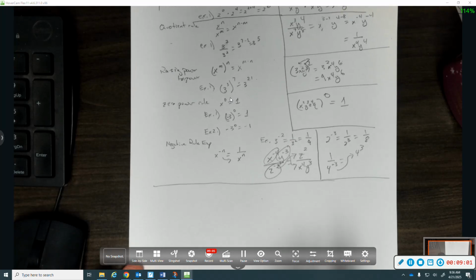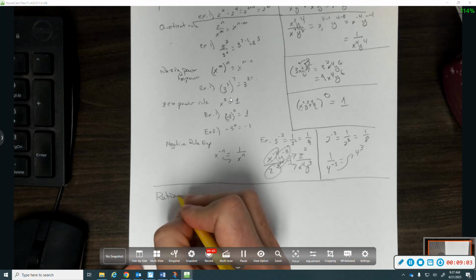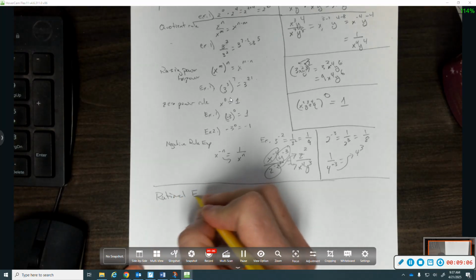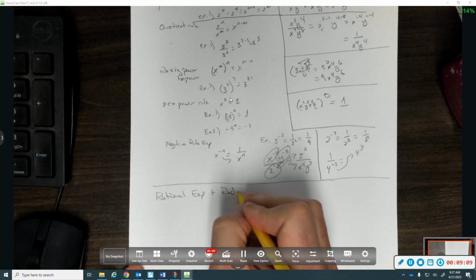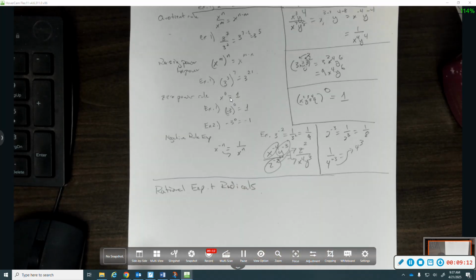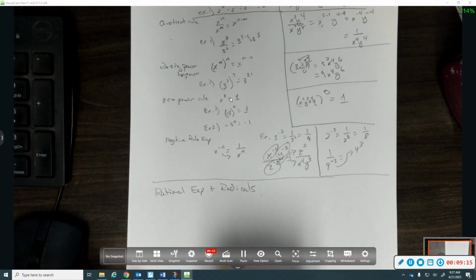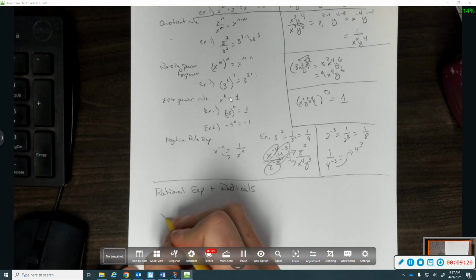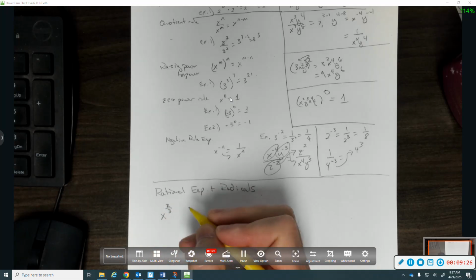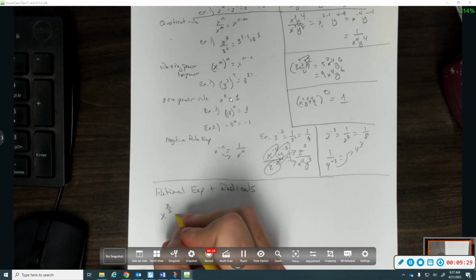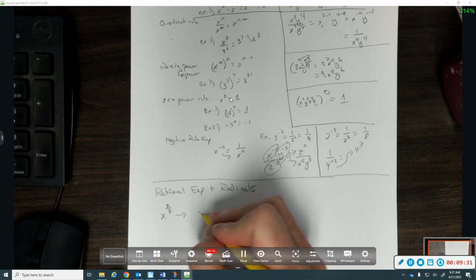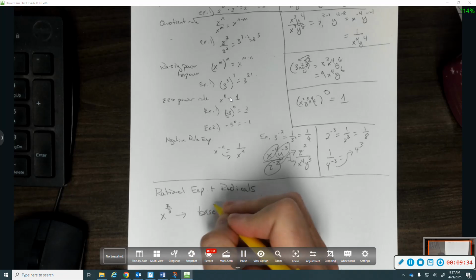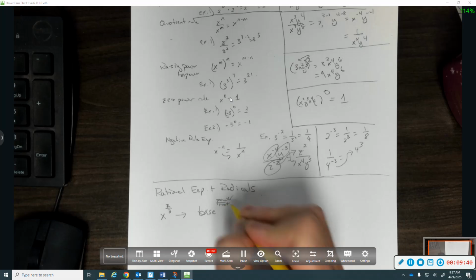So we're going to look at rational exponents and radicals. This should also be pretty straightforward, and we can do some examples together right now. Rational exponents are just when I have a fractional exponent. So let's say I have x to the 2/3 power, right? What does that mean? It means that I have to recall that this is the base, and we have a fractional exponent with a power as the numerator and a root as the denominator.